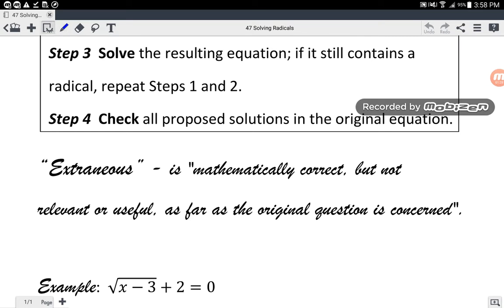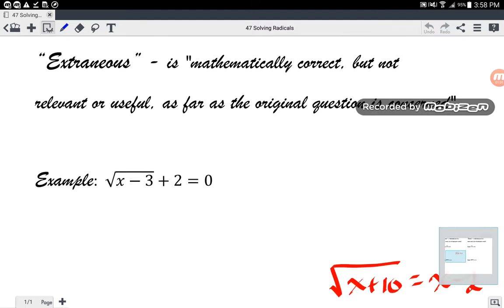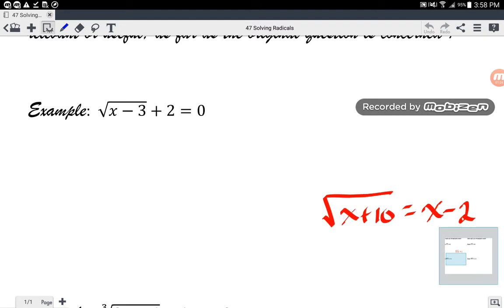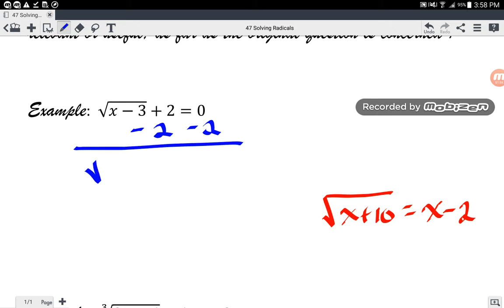So let's see, example, first one. There's two on the sheet in your notes, and this one I wrote in red. This is kind of an important one too. I want to go over that one third. But this first example, isolate the radical. So I need to get the square root of x minus 3 by itself, and I do that by subtracting 2. So the x minus 3 is alone under the radical on one side of the equation. 0 plus negative 2 is negative 2.